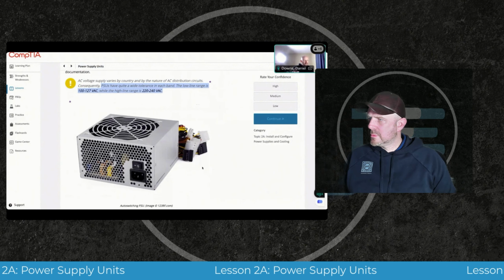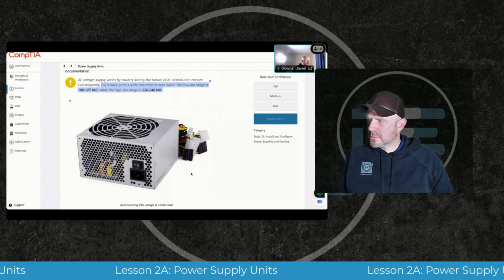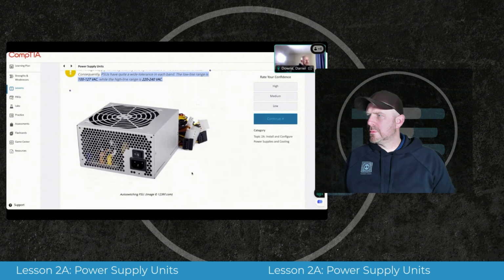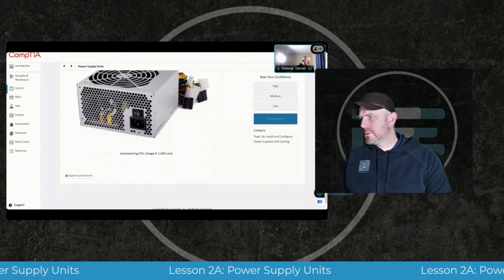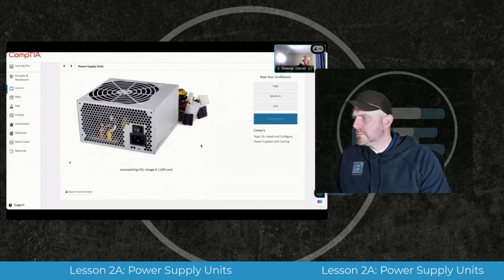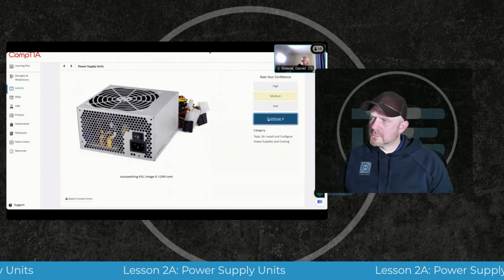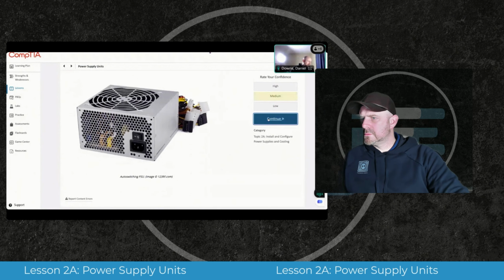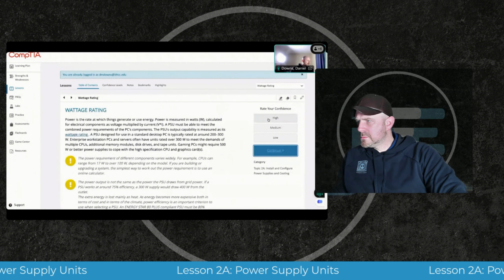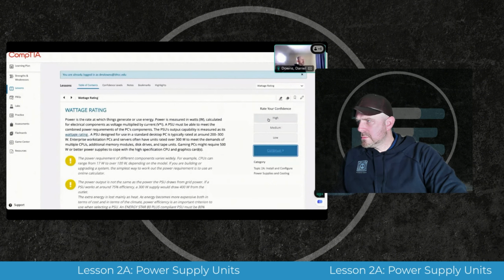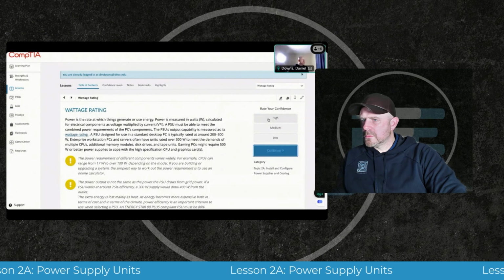So this is an older, larger fan cooling unit for a PC, auto switching PC. And then it has the Molex connectors. We were introduced to Molex, so all right. Wattage rated. So we'll go right here. We don't have to read the whole thing, but let's check it out. It's the measure of how much power can be supplied.